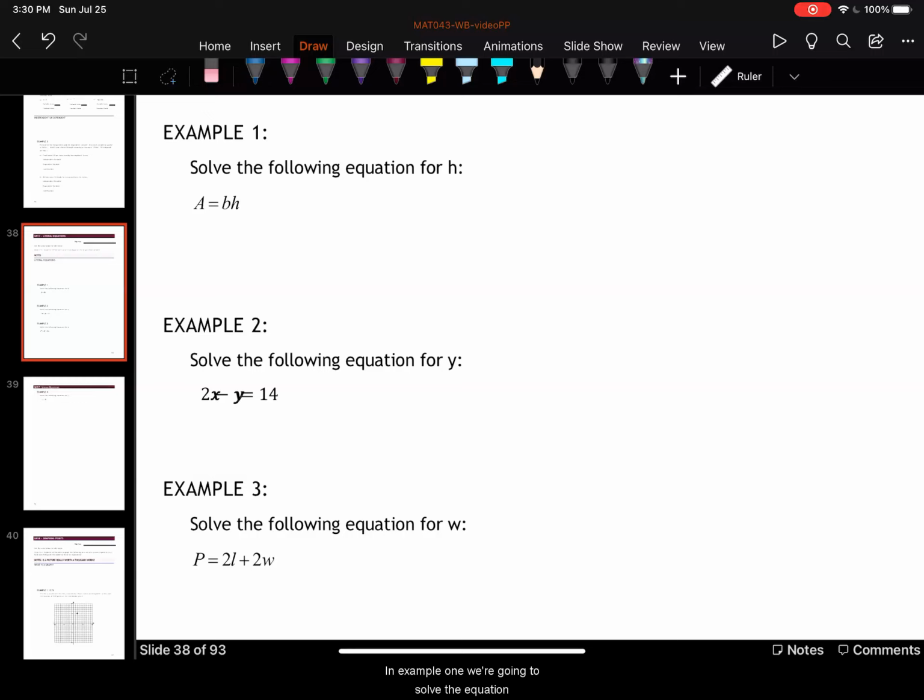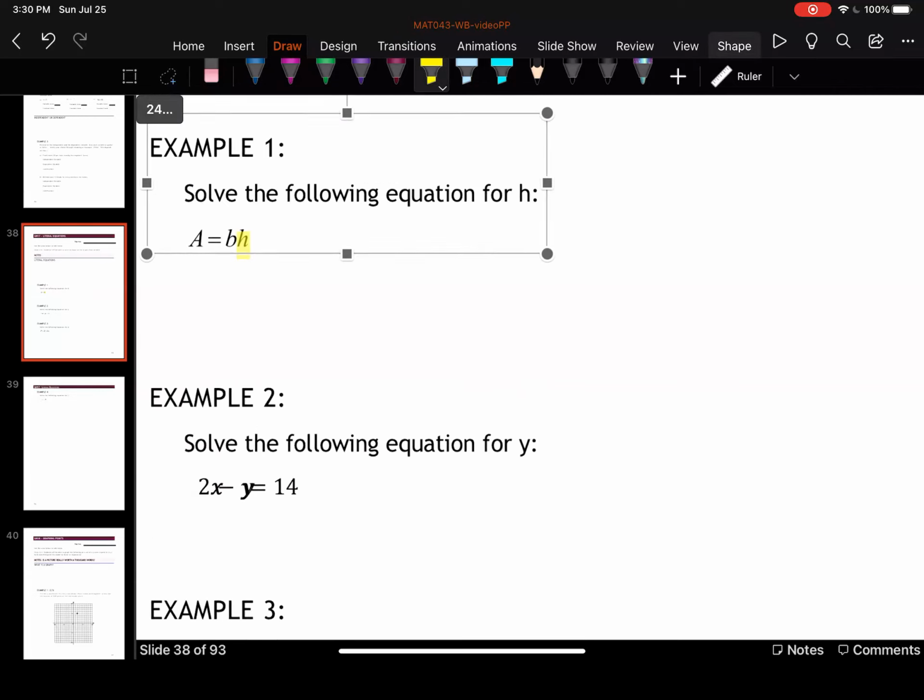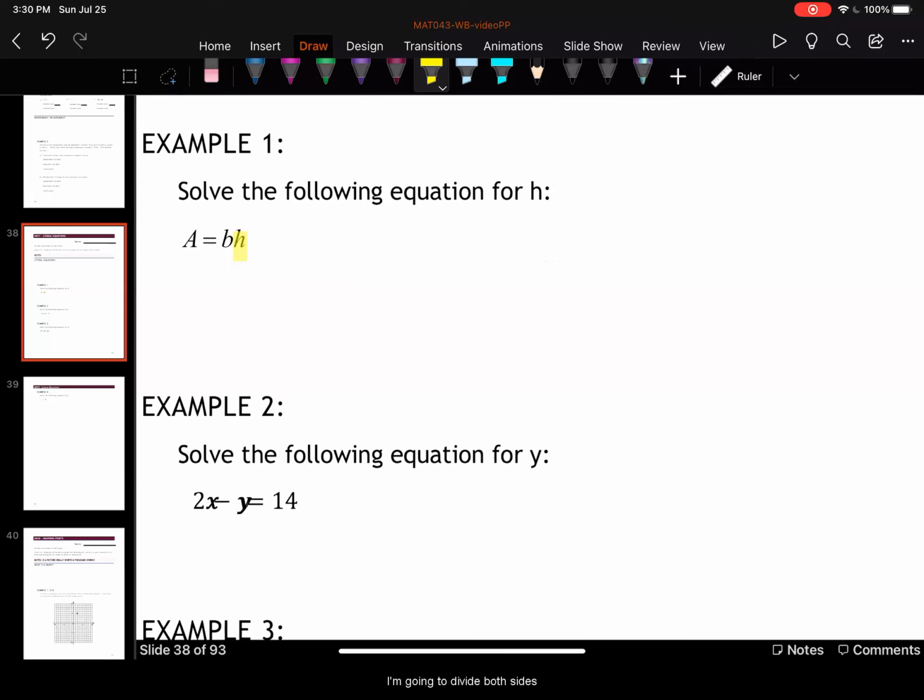In example 1, we're going to solve the equation A equals BH, our area formula, for the variable H. To do that, I'm going to divide both sides by the variable B. That way they will divide out and the H will be by itself on the right hand side. So we'd have A over B equals H. Now normally when we write these, we like the variable we solve for to be on the left hand side. So I'm going to rewrite this as H equals A over B.